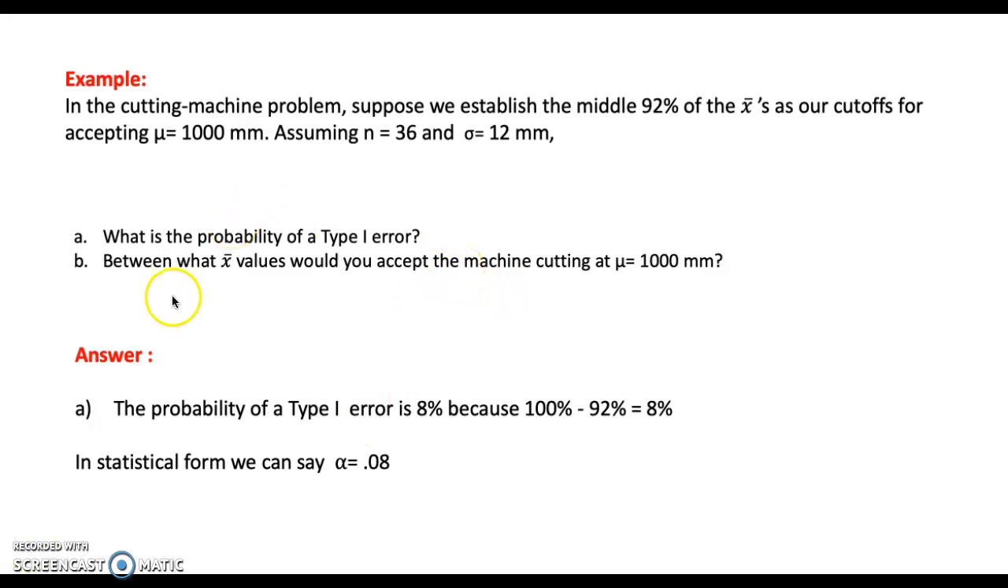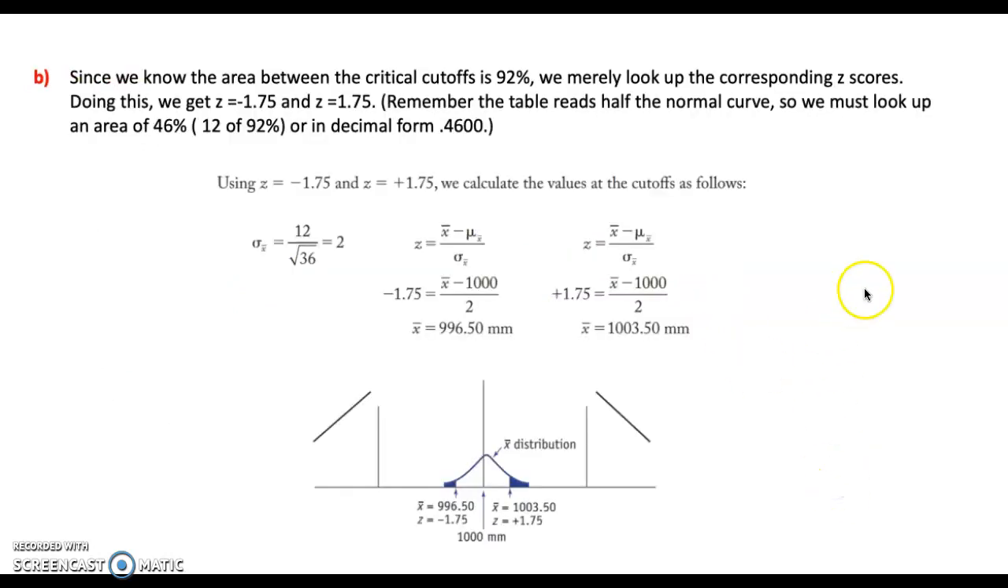So the second part of the question is asking us between what sample average values would you accept the machine cutting at mu equal to 1000 millimeter. In order to find that, we are going to look at the critical cutoff values. So how are we going to find that? We know that 92% of the time we are saying the machine is cutting properly, so we are looking at the middle 92% area, and we know that it is symmetric. Normal distribution is a normally distributed graph, so it's symmetric.